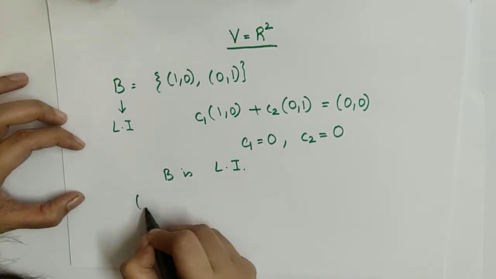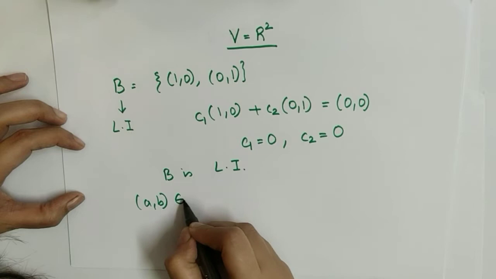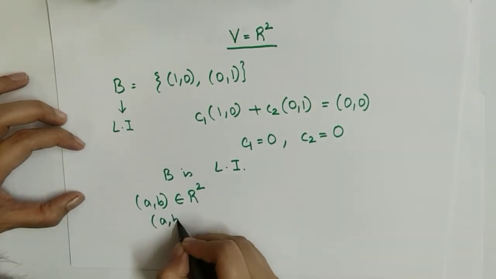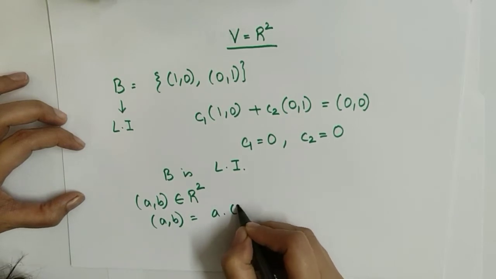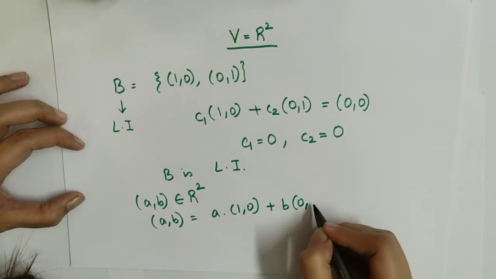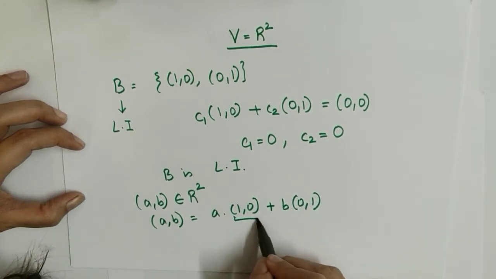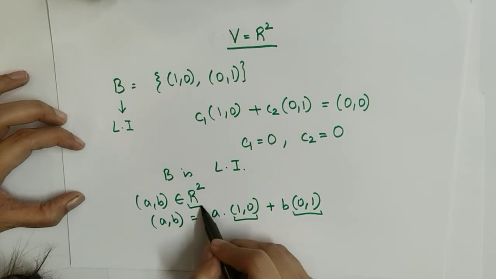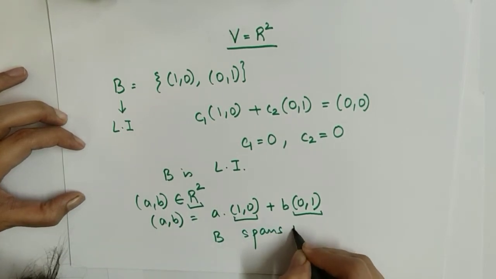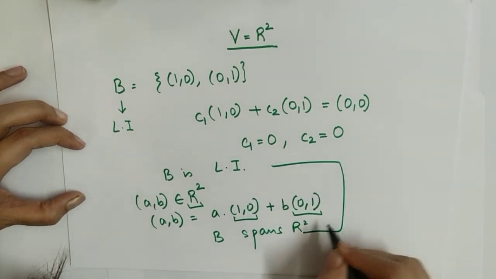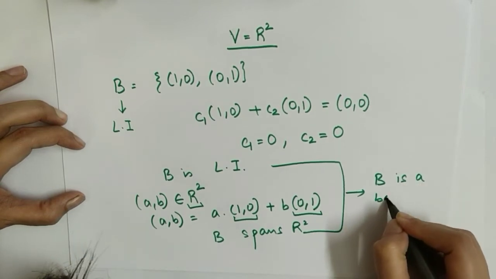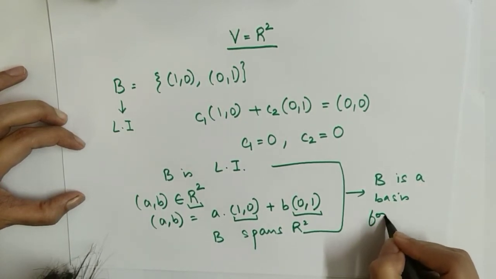Also, if we take any (a, b) belonging to R2, then (a, b) can be written as a into (1, 0) plus b into (0, 1). Thus, these vectors span R2. Hence, B spans R2. Both of these conditions together say that B is a basis for R2.